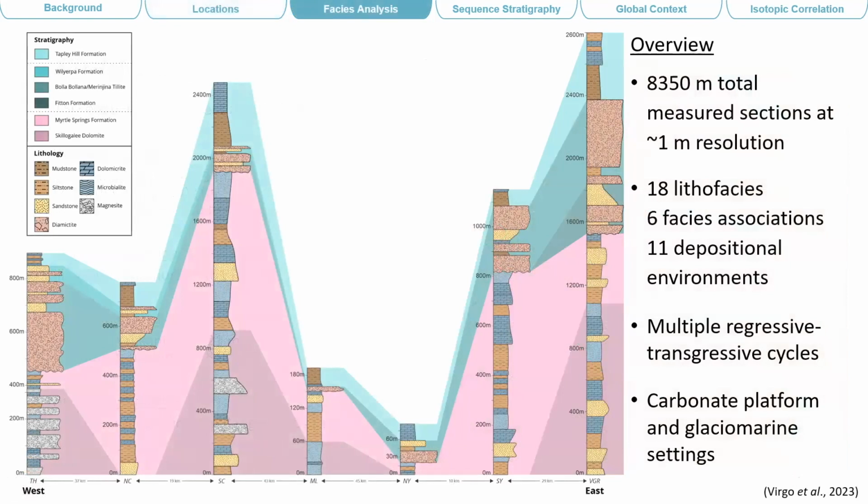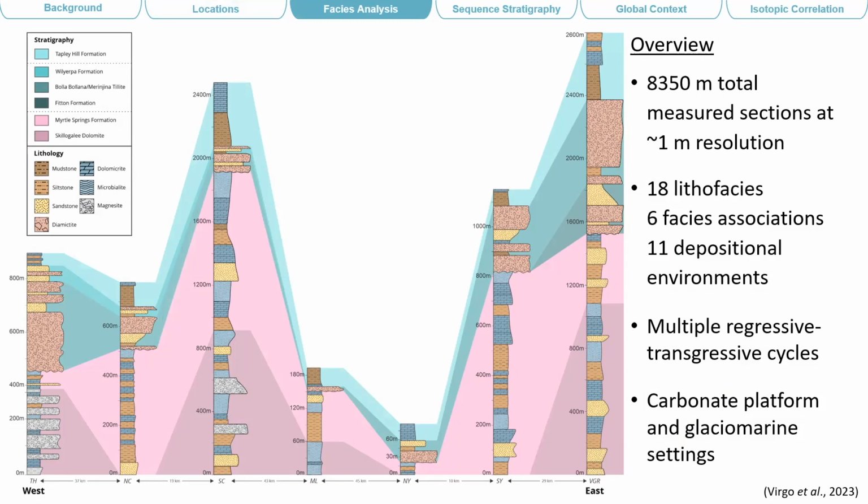This is a very broad overview of the sedimentology that we have collected in my project. As I said, it's over 8,000 meters of total measured section at roughly 1 meter resolution. That did vary based on exposure and quality of outcrop and things like that. From this, we've got about 18 lithofacies, 6 facies associations, and 11 different depositional sub-environments. They do represent multiple regressive-transgressive cycles that I'll talk about a little bit later. And overall, these represent 2 key settings, a carbonate platform and a glacier-marine setting.